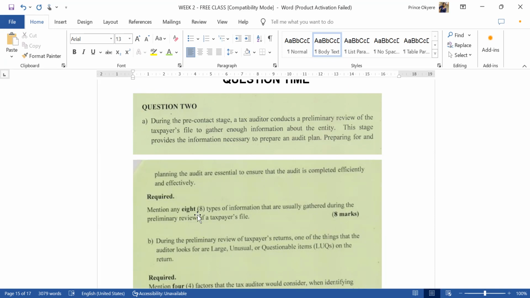So let's share our thoughts. What are the answers? If you pick a taxpayer's file, what are some of the things that you should be looking at during your pre-contact? Just feel free. Have an open mind. Tax audit, you need to have an open mind. Otherwise, some of the questions are very simple, but you might not get them. Who is going first? Okay, let me help us.